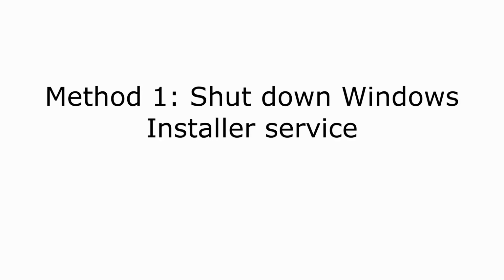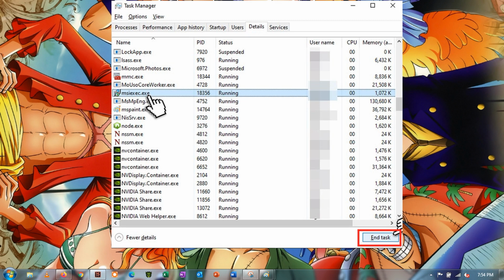Method 1, shut down Windows Installer Service. Press Ctrl-Shift-Esc on your keyboard to open the Task Manager. Go to the Details tab. Scroll down until you find msiexec.exe. Highlight msiexec.exe and select End Task.